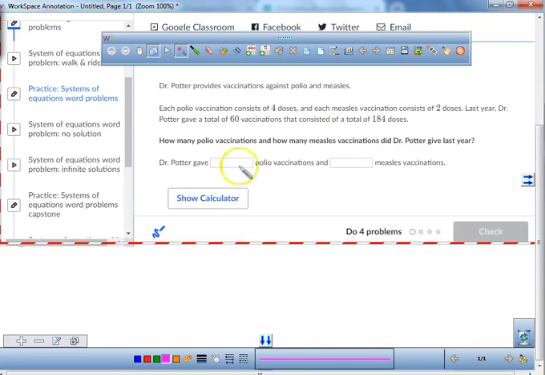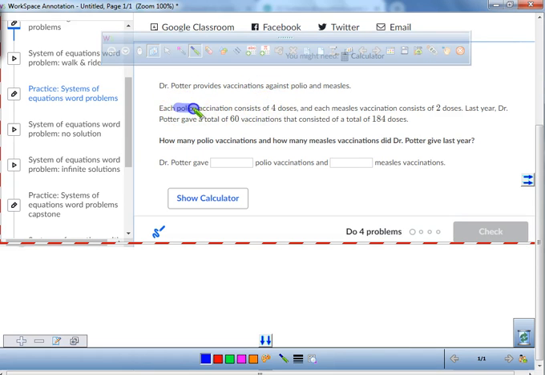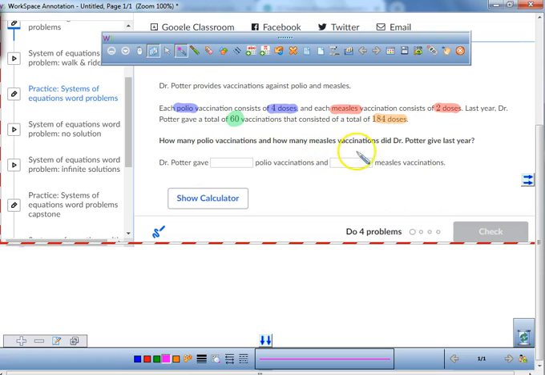It says Dr. Potter provides vaccinations against polio and measles. Each polio vaccination consists of 4 doses. So I'm going to highlight that. So each polio consists of 4 doses. And each measles vaccination consists of 2 doses. So last year, Dr. Potter gave a total of 60 vaccinations and a total of 184 doses. How many polio vaccinations and how many measles vaccinations did Dr. Potter give last year? Okay?